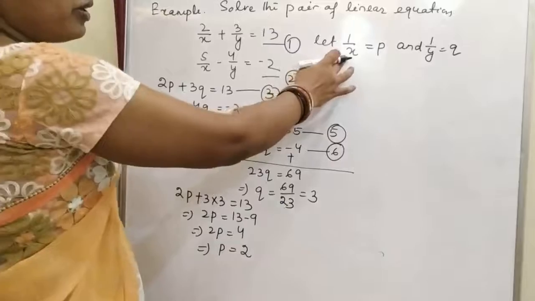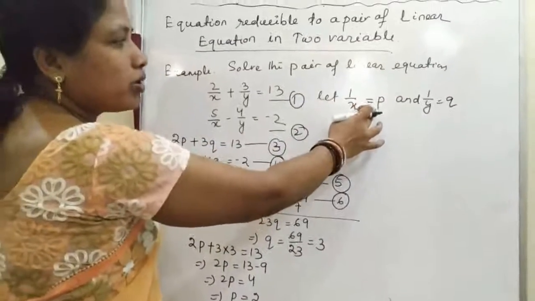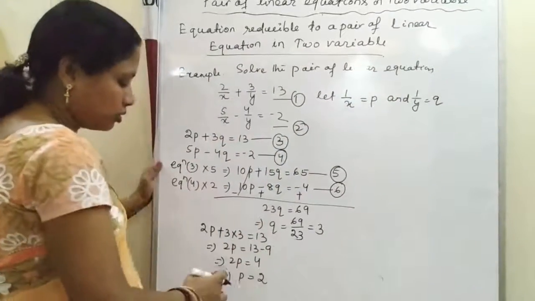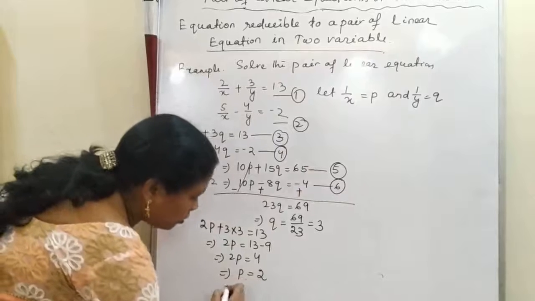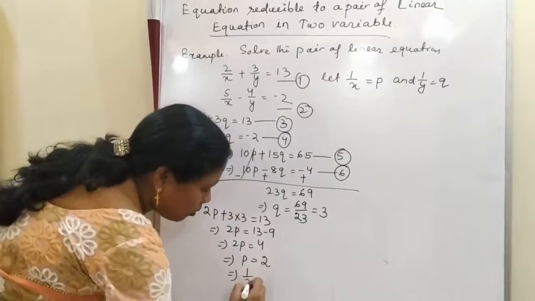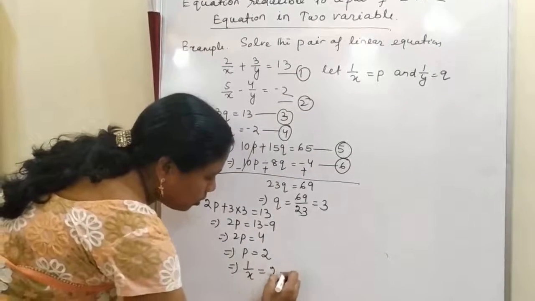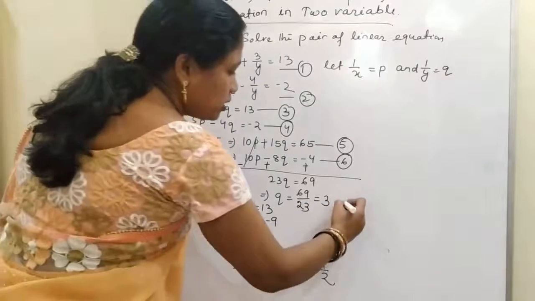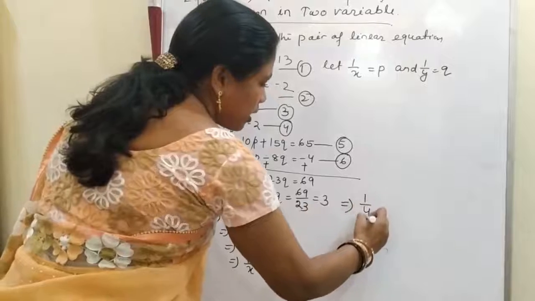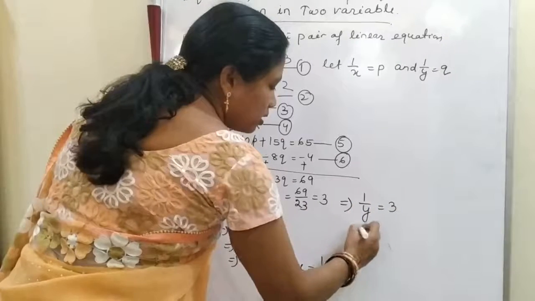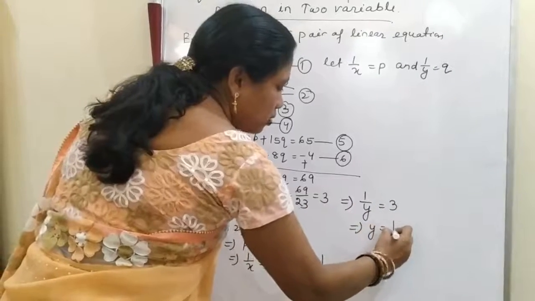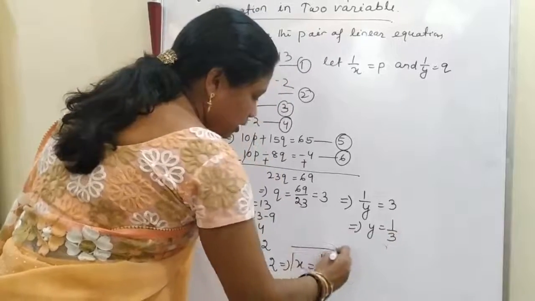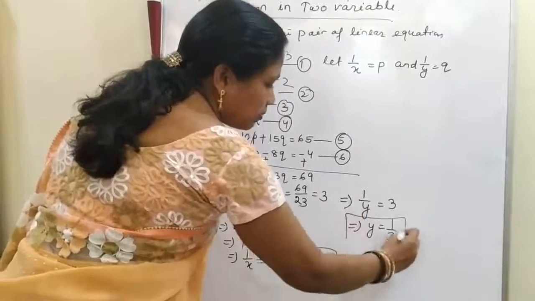But here we have taken 1/x = p and 1/y = q. So p = 2 implies 1/x = 2, or x = 1/2. And q = 3 implies 1/y = 3, or y = 1/3. So this is the value of x and this is the value of y.